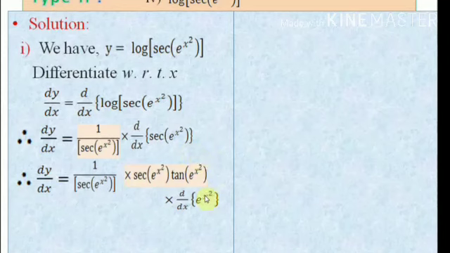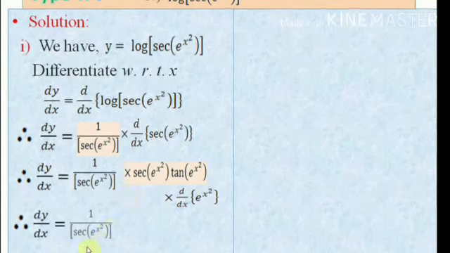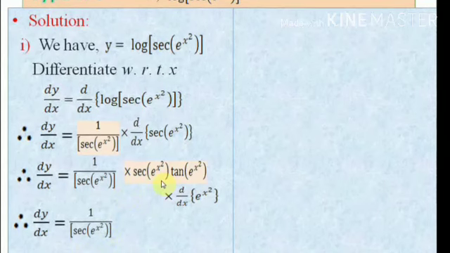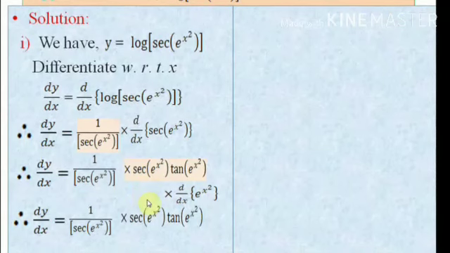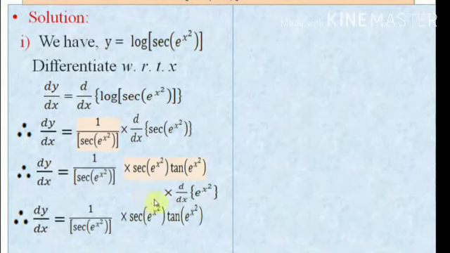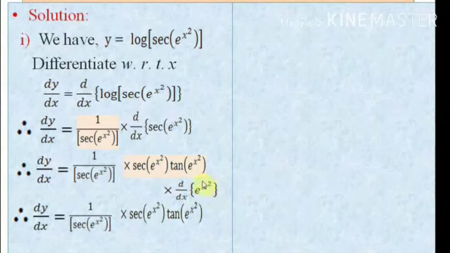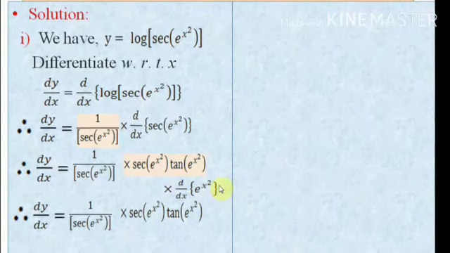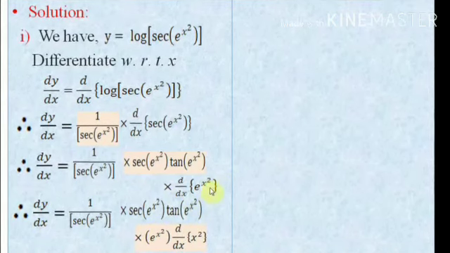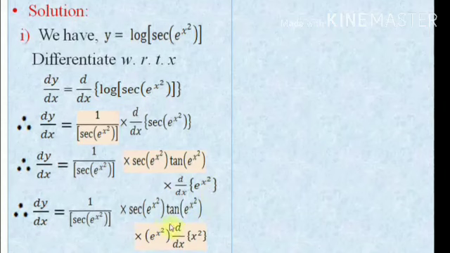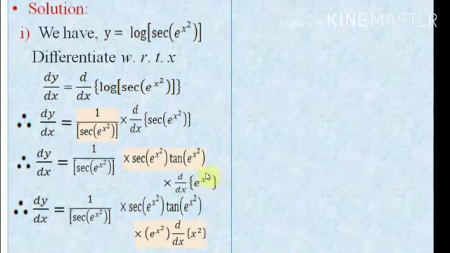Therefore dy by dx equal to first function as it is, that is 1 upon sec of e raised to x square, multiplied by the second term as it is, that is sec of e raised to x square into tan of e raised to x square. Now taking the derivative of e raised to x square. We know that the derivative of e raised to f of x is e raised to f of x, same. Therefore the derivative of e raised to x square is e raised to x square as it is into, again, d by dx of another function, that is x square.